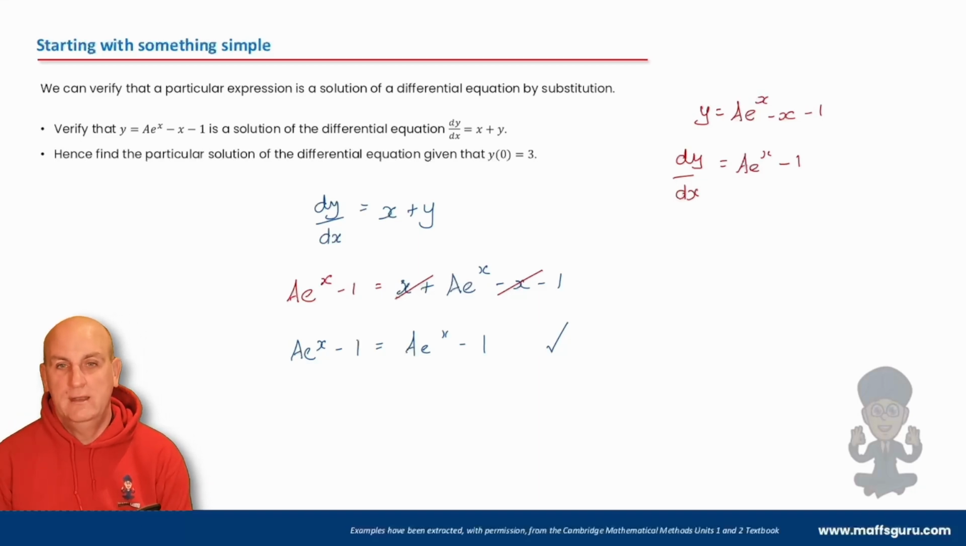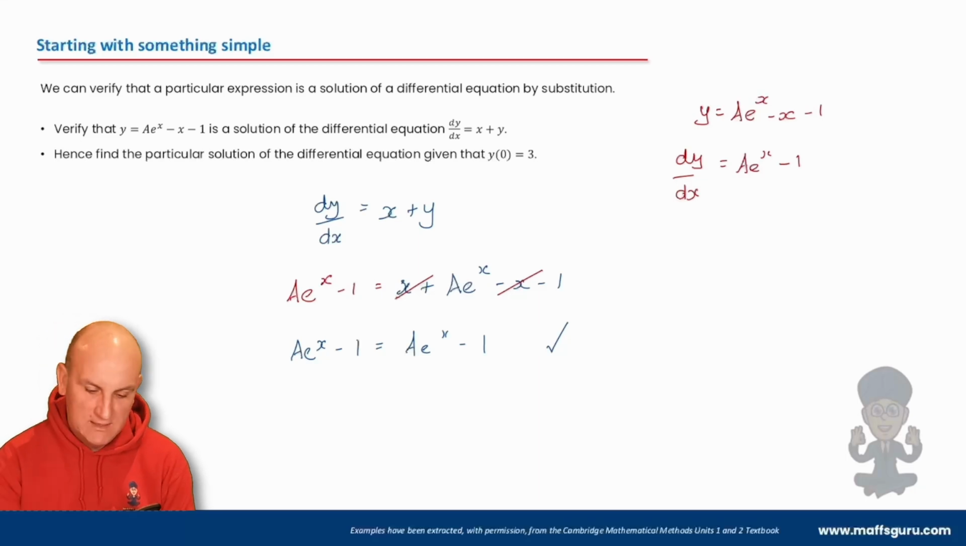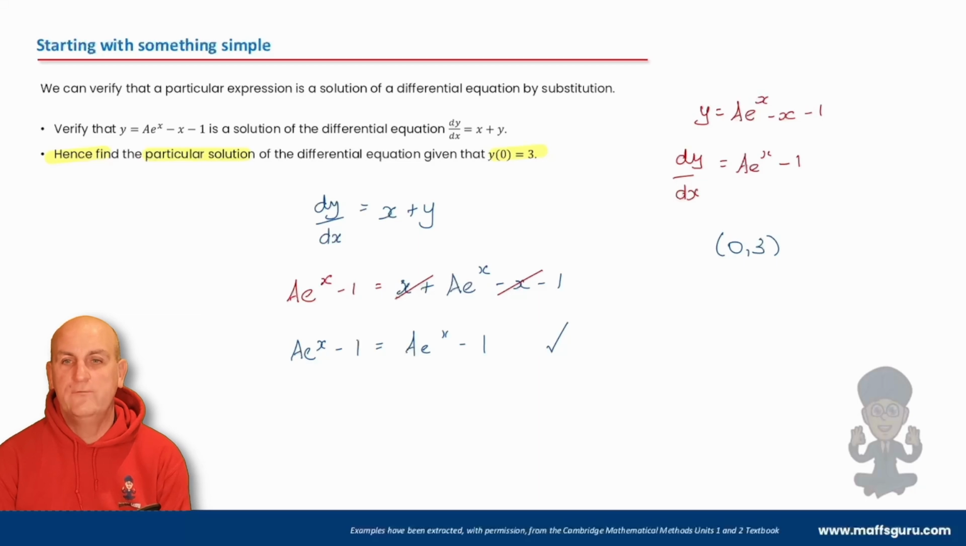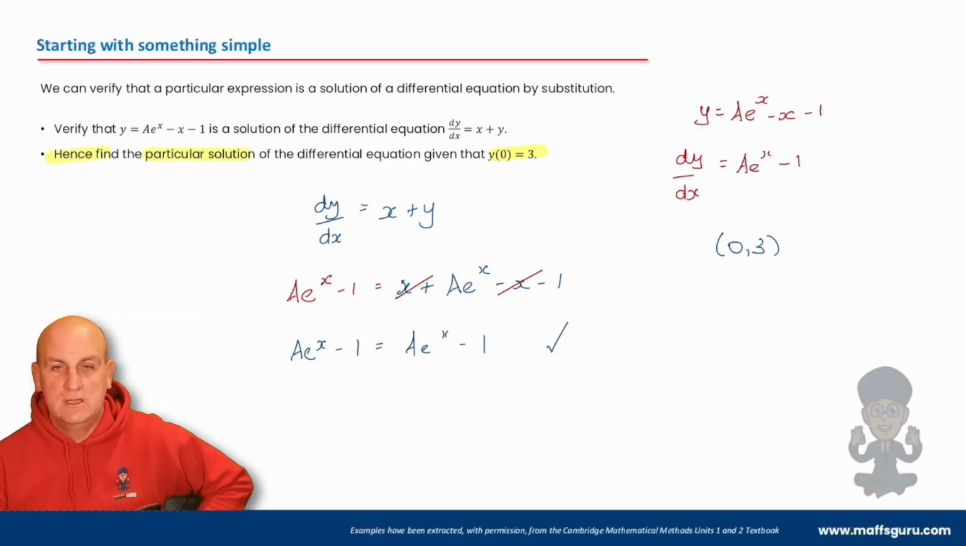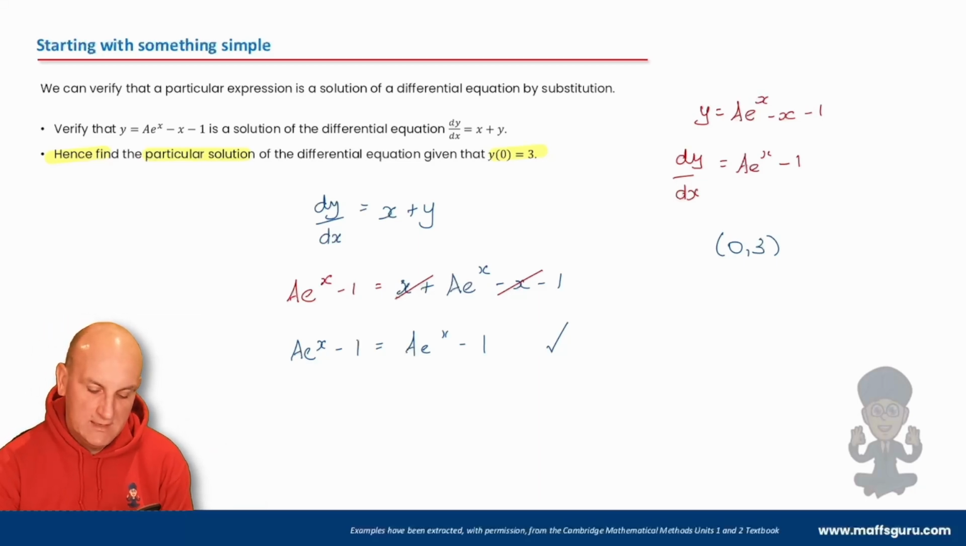But there we go. Now it goes on to say hence, and we love the word hence because that means, generally speaking, use the information that you've got. Find a particular solution to the differential equation given that y(0) equals 3. Well, again, that's giving you a coordinate there. They're saying that when x equals 0, y is equal to 3. Can we find a particular solution? And in that situation, it's saying, well, can we now find the value of a? Oh, we can do that.